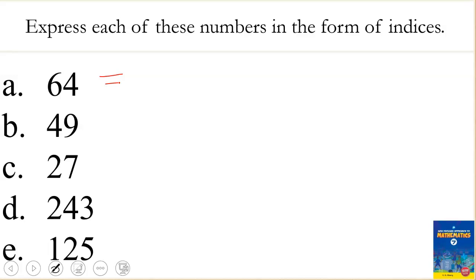If I use 1, no matter the number of times we multiply, it will always give you 1. So 1 times 1 times 1 will give you 1. So 1 wouldn't be an ideal one to use, but I can try 2.